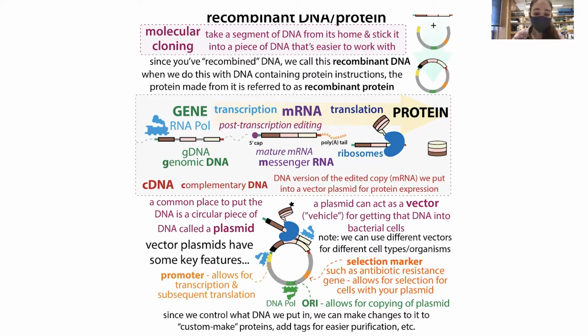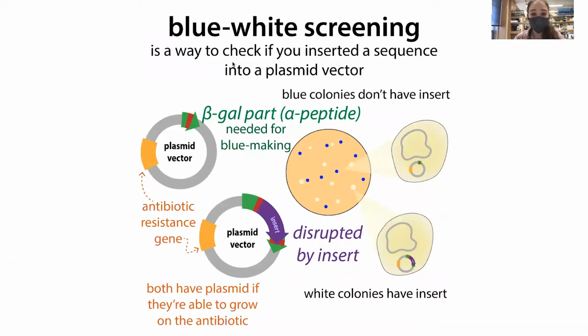The basic overview of this technique is that, no matter what we're putting in, we're going to put it in a gene in our plasmid. In addition to having that antibiotic resistance gene for antibiotic selection, this plasmid is also going to have a gene for part of the beta-galactosidase enzyme that the bacteria is going to need to make a blue product in a way that we'll talk about.